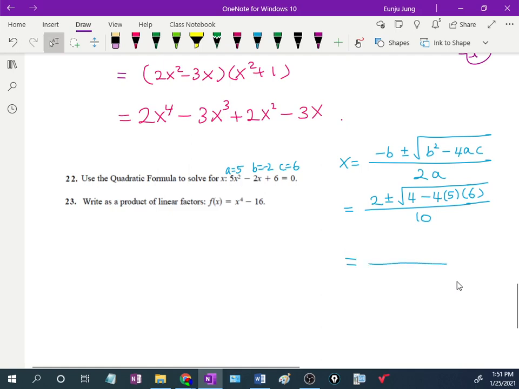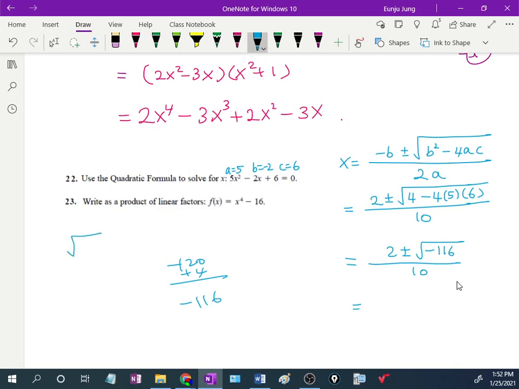2 plus or minus. Okay, what do we get for the multiplication? 4 times 5, 20. Times 6, 120, right? That's negative. Add 4, what do we get? Negative 116, isn't it? Negative 116, all over 10. Do you get the same thing? Can we simplify negative 116? Can you simplify that?